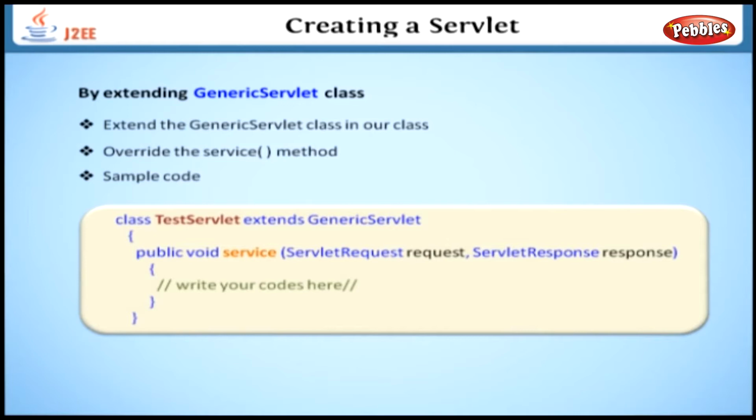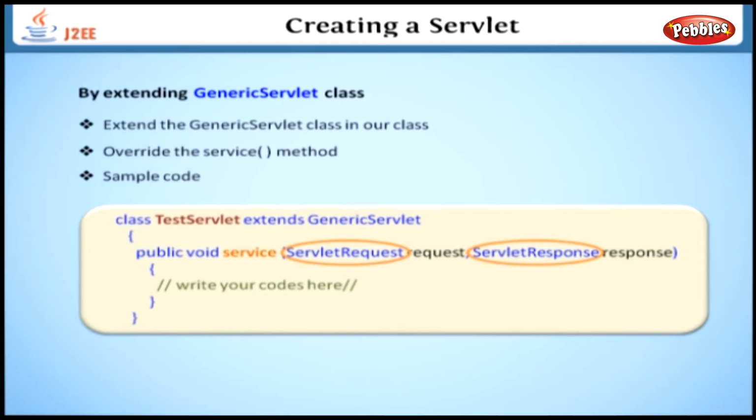Let us analyze the code snippet. Here, TestServlet is the name of a class that extends the GenericServlet class to become a servlet. We override the service method by writing our code inside the method. Here also, the service method has two parameters, i.e. request and response, objects of the ServletRequest and ServletResponse interfaces.